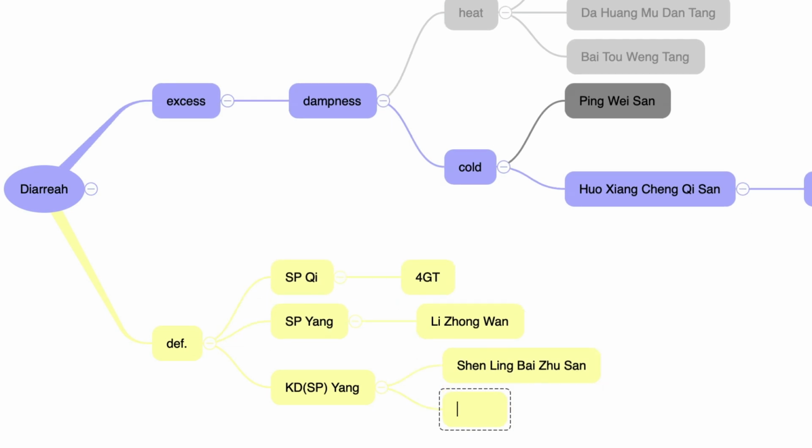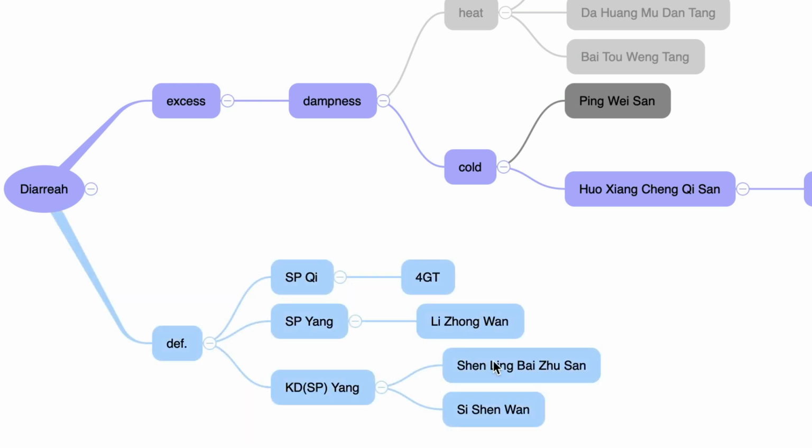And one more formula you need to remember is Si Shen Wan. Si Shen Wan treats kidney yang. So these two formulas are commonly used for elderly people. Tonifies kidney. The kidney and spleen, both of the yang side are deficient. And this is the characteristic of early morning diarrhea. It's a sign of kidney deficiency, Si Shen Wan. And let's start from here. Spleen qi deficiency. Four Gentlemen's decoction. And you can combine these two formulas to treat diarrhea.